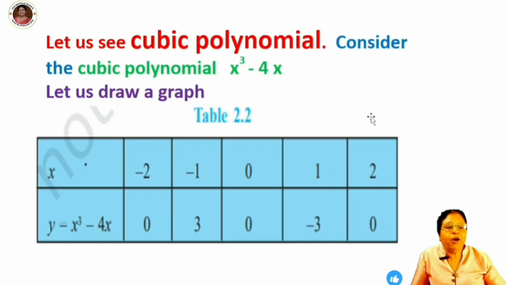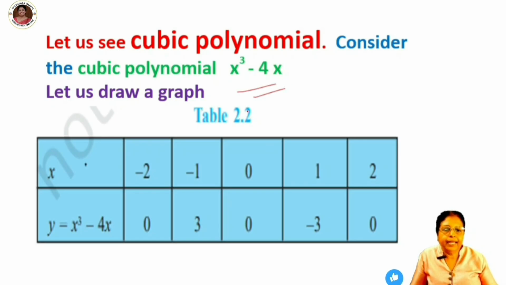Let us see cubic polynomials. Consider the cubic polynomial x cube minus 4x. Let us draw the graph of this polynomial. For that, we substitute some values for x and get the corresponding values of the polynomial. If you substitute x equal to minus 2, we get 0 for y equal to x cube minus 4x. If you substitute x equal to negative 1, we get y equal to 3.